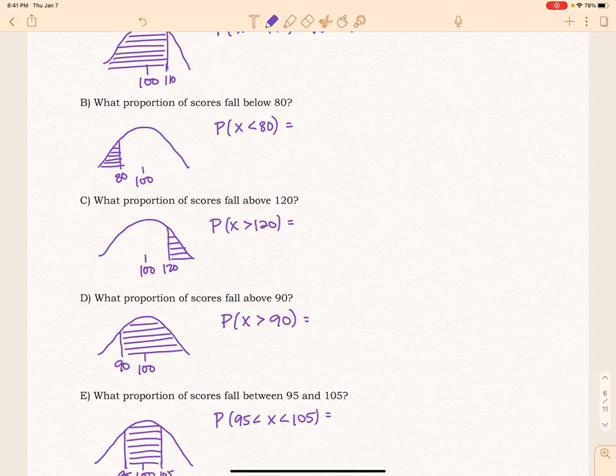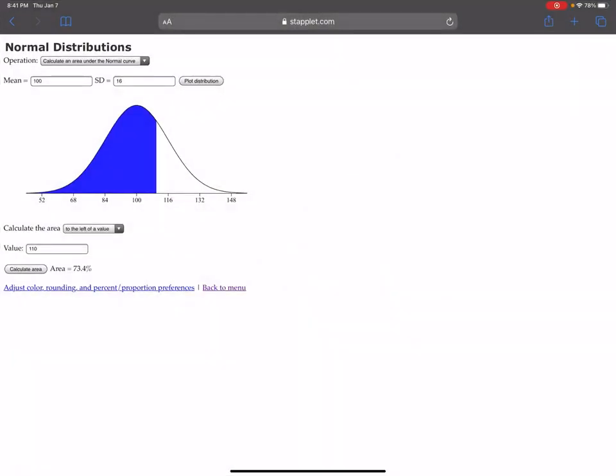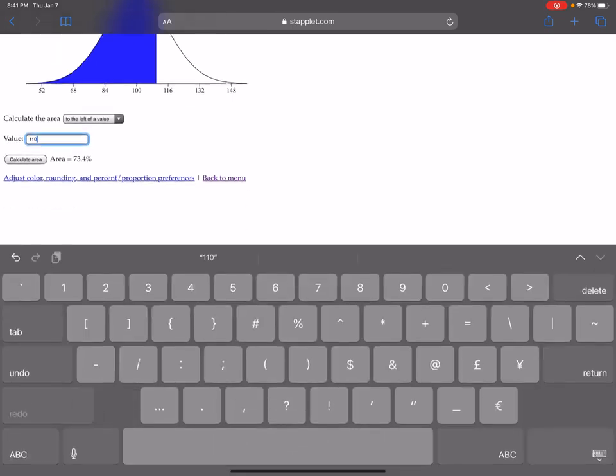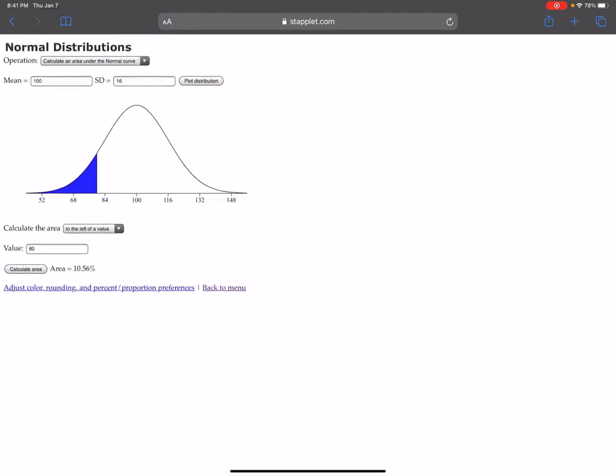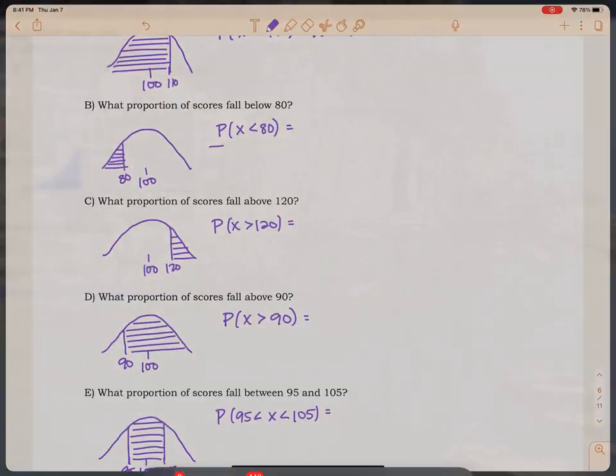So for part B, I want the proportion of scores that fall below 80. So of course 80 is below 100, and since I want the proportion of values below 80, that's going to be shading to the left. And I've set up my inequality right here appropriately, and now I am going to go back to Stapplet, still finding area to the left, and now I'm finding area to the left of 80. So now I'm going to calculate that. It's 10.56%.